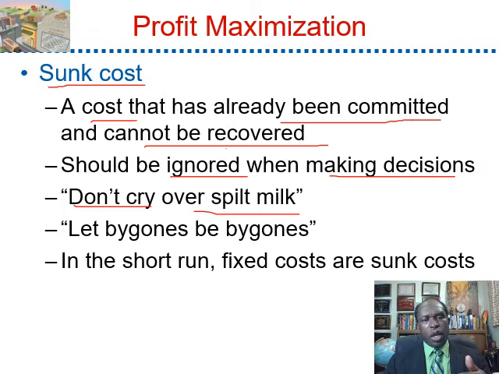In the short run, fixed costs are considered sunk costs, because no matter what the business does, the fixed cost will always be there, so you have to pay for the fixed cost. Examples of fixed costs are, for instance, the price of the machinery, or the rent or insurance. Another example.